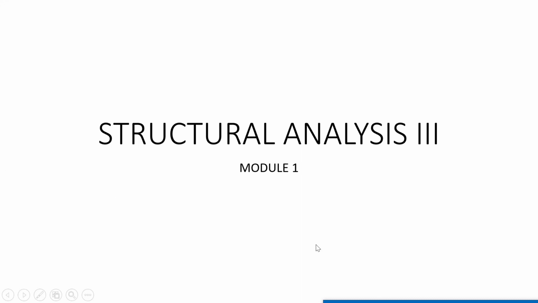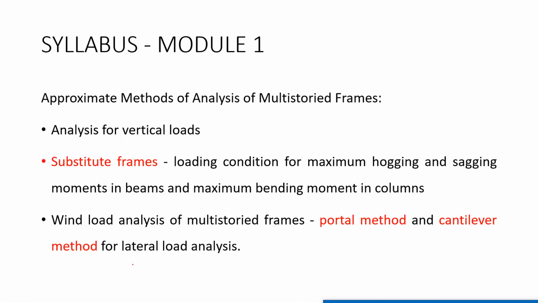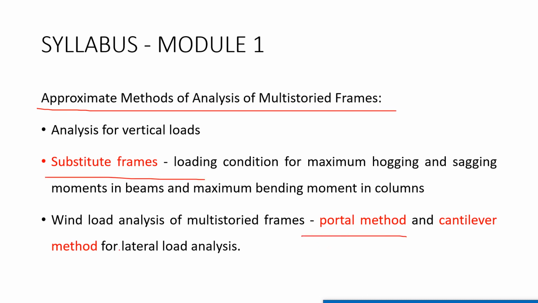So this is the first lecture of Structural Analysis 3. This is the syllabus of the first module. We have already discussed the entire syllabus of the course in the previous class. In the first module, we have approximate methods of analysis of multi-story building frames, and we have three methods, one method for vertical loads and two methods for lateral loads.